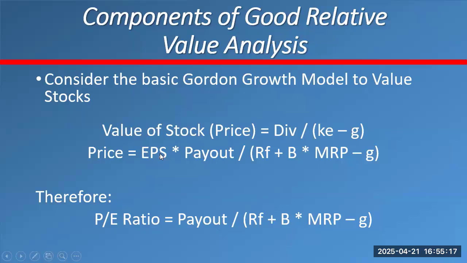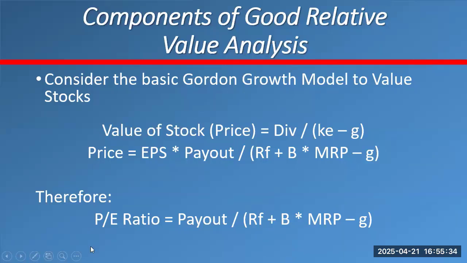So what is your PE ratio? How do we get a PE ratio out of this? Why don't we just divide both sides by earnings? What does that tell you? Your PE ratio equals your payout divided by your risk-free rate plus beta times market risk premium minus growth. There's so much right there.